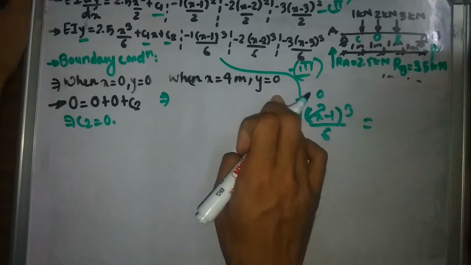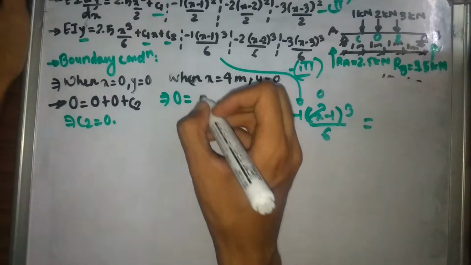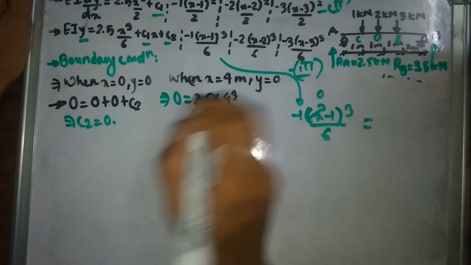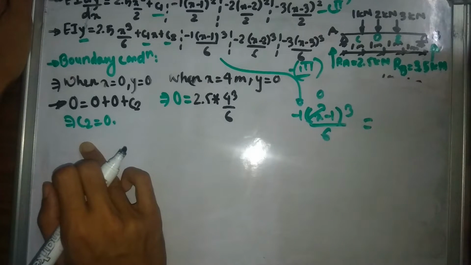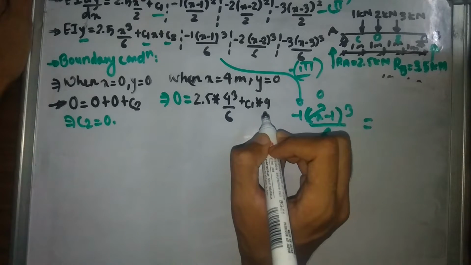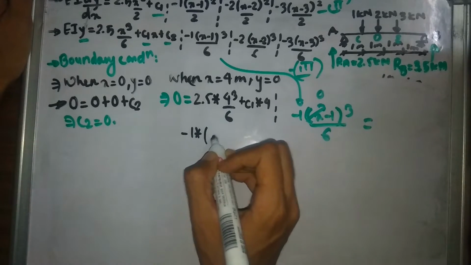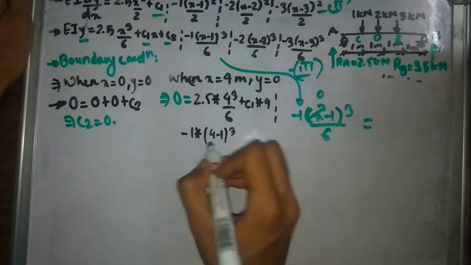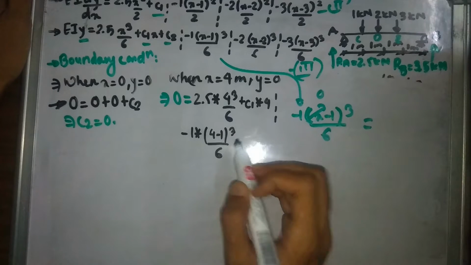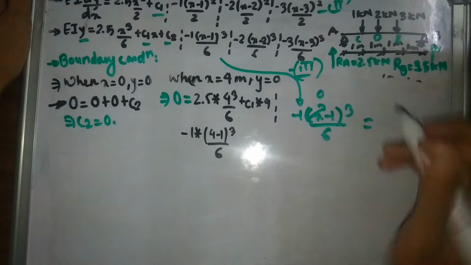So when x equals 4, y equals 0, so we have 0 equals 2.5 into 4 cubed divided by 6, plus our C2 is already 0, so plus C1 into 4, minus 1 into x minus 1, so it's going to be 4 minus 1 cube divided by 6. So as you can see here, in this case our x is greater, so we're not going to get a negative. So 4 minus 1 is 3, but previously 0 minus 1 was negative, so we had to ignore this term.